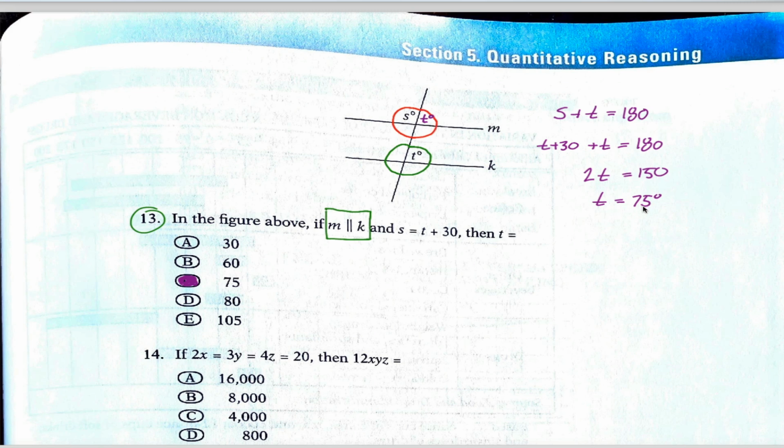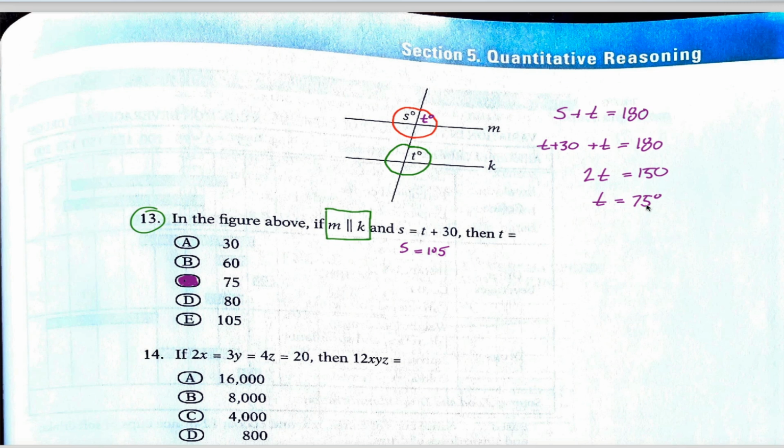And let's see, if T were 75 degrees, it tells me that S is T plus 30, so S would be equal to 105 degrees. Yeah, that looks about right. It's more than 90 degrees, which I was hoping it would be. Seems like a reasonable solution. Then the last piece of information is S plus T should sum to 180 degrees, half of a circle.